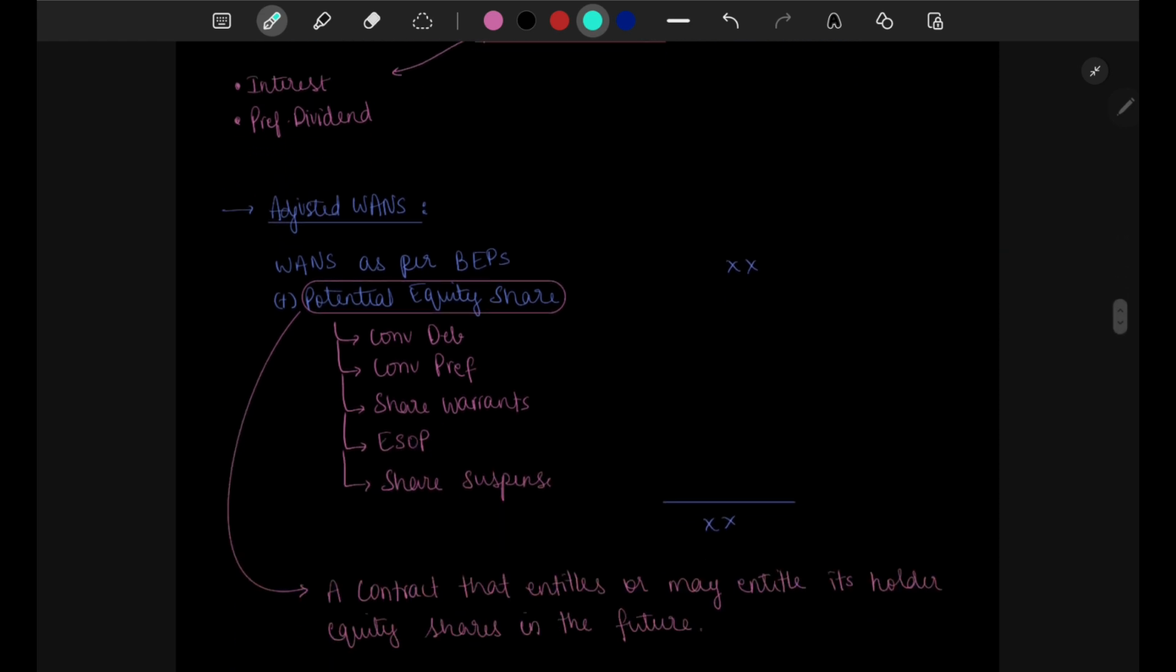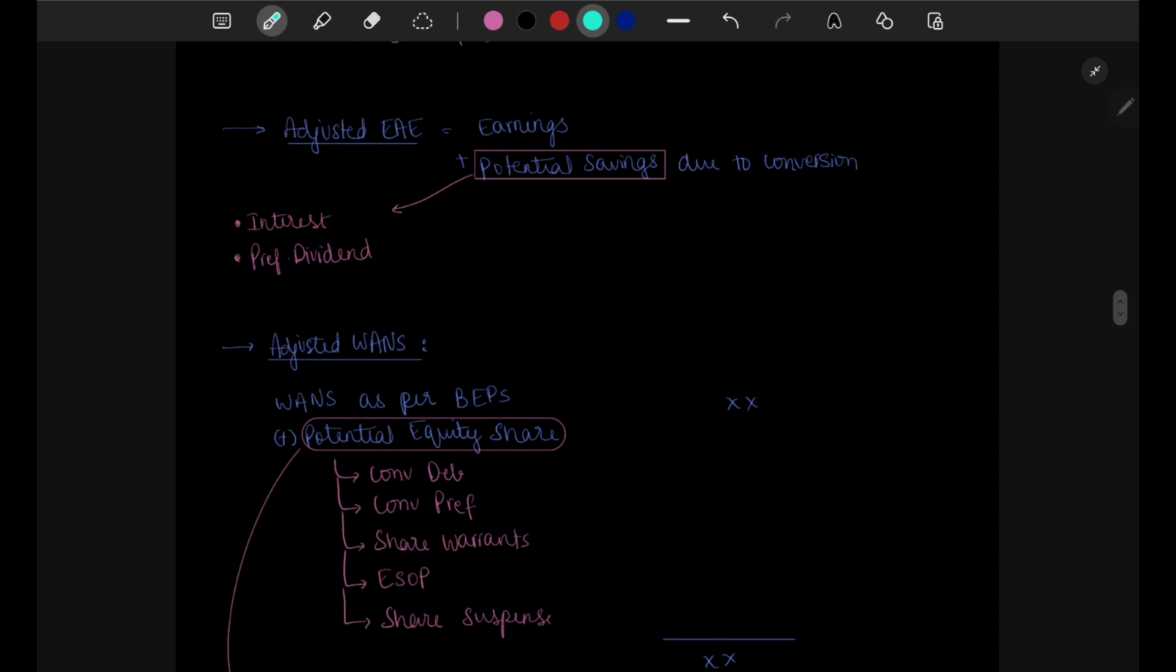Next, in case of adjusted weighted average number of shares, we'll have to consider any convertible debentures, convertible preference shares, any share warrants, employee stock option plan, or any share suspense. All of these are potential equity shares, meaning you will have to add them to the denominator. So these potential savings you're adding to the numerator, and any potential equity shares you will add to the denominator, okay.